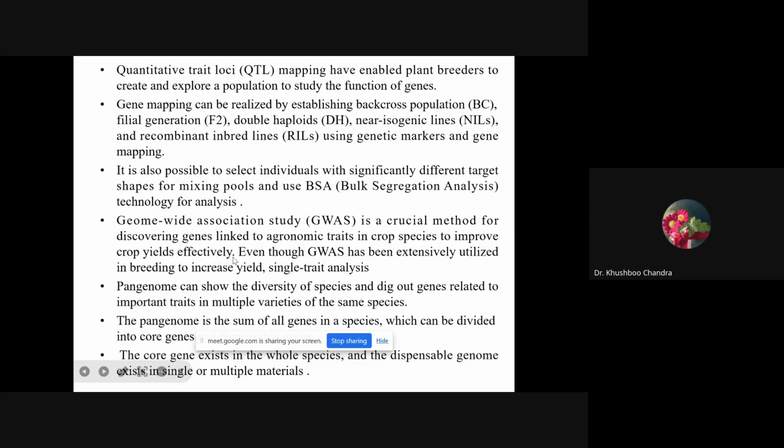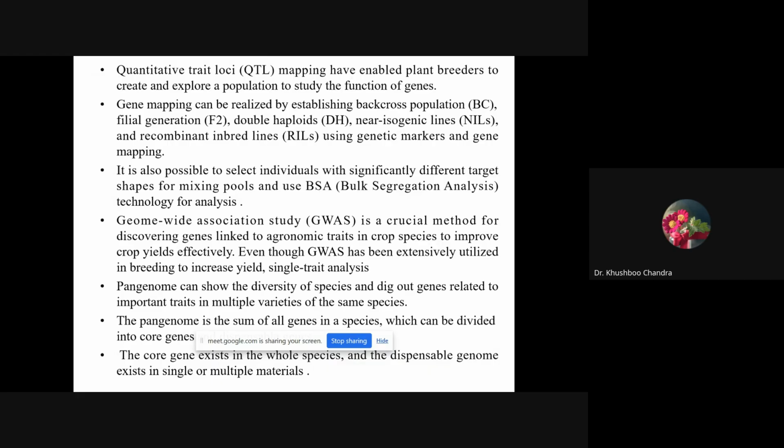Ultimately, whatever objective we are confining ourselves to, yield we never compromise. Even though GWAS has been extensively utilized to increase yield, wherever we have to confine ourselves to single trait analysis, we can switch to GWAS. And the pangenome can also show the diversity of a species and dig out the genes which are related to important traits.